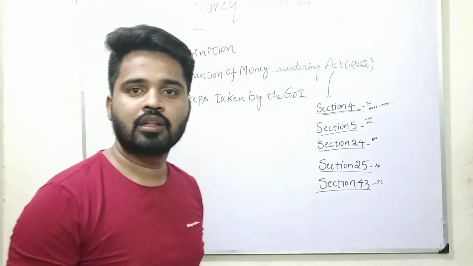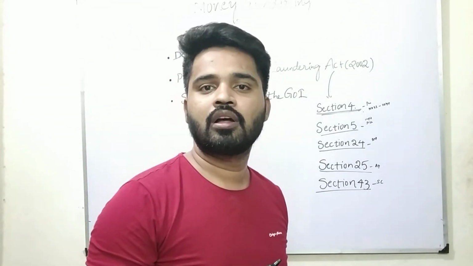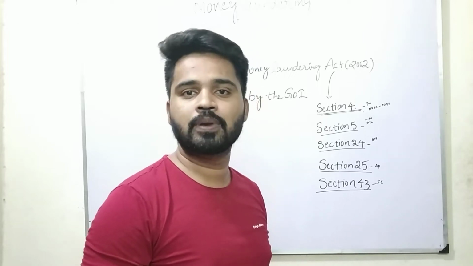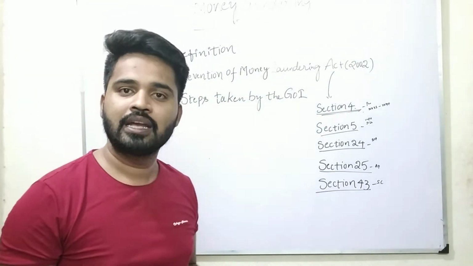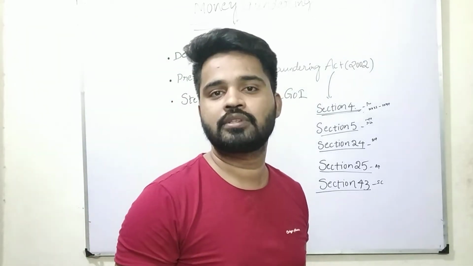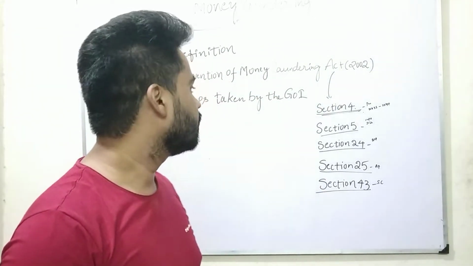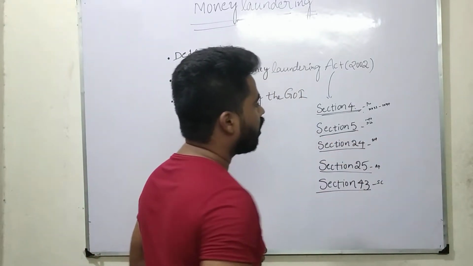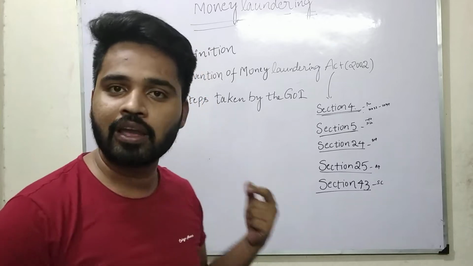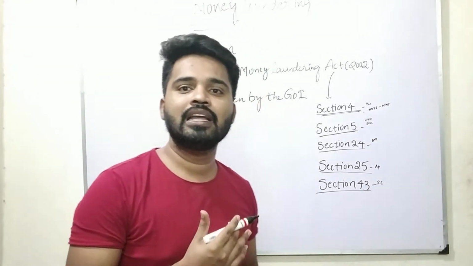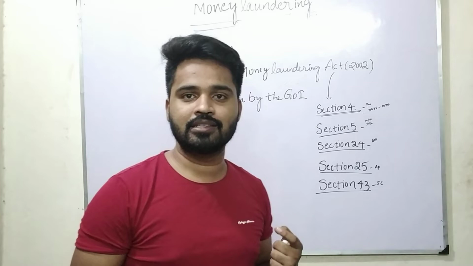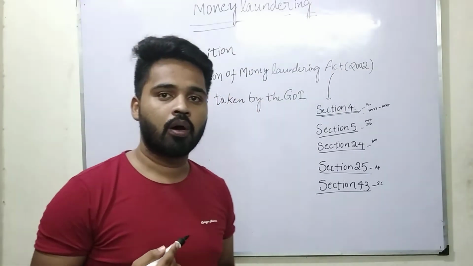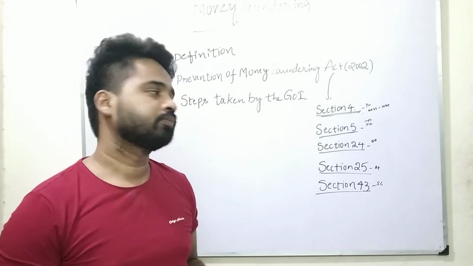If the crime is committed under the Narcotic Drugs and Psychotropic Substances Act, this punishment can be extended to 10 years. Coming to the next section, Section 5 of the PMLA Act deals with the authorities who can confiscate and seize the laundered property.